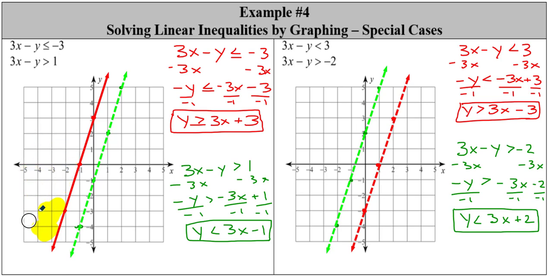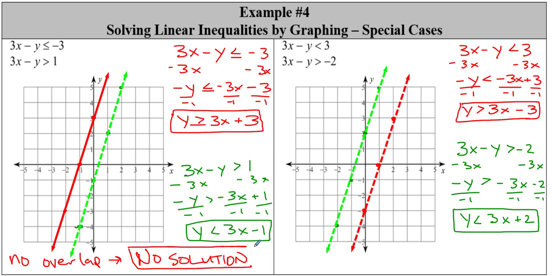What happens if we don't have an overlap? So maybe we'll write something like this. If we got no overlap, then we're going to have what kind of solution? You guessed it, no solution. So this is something to remember. If the shaded regions, the half planes, don't overlap, then we're going to end up with no solution. All right, so let's go to this next one.